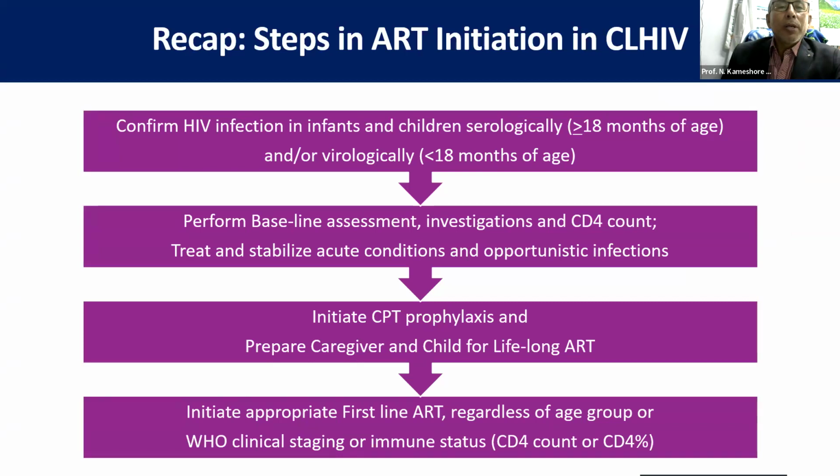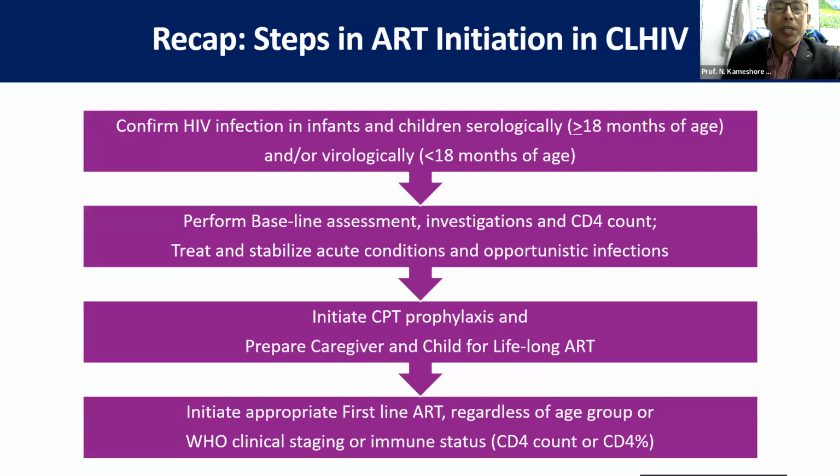So, recapping the steps in ART initiation in children living with HIV. The first thing is confirmation of the HIV infection in children and infants. In infants and children less than 18 months, we have to do virological testing, and more than or equal to 18 months, we have to do serological testing. Then we have to perform baseline assessment investigations, including CD4 counts, and we have to treat and stabilize acute conditions and opportunistic infections before ART.